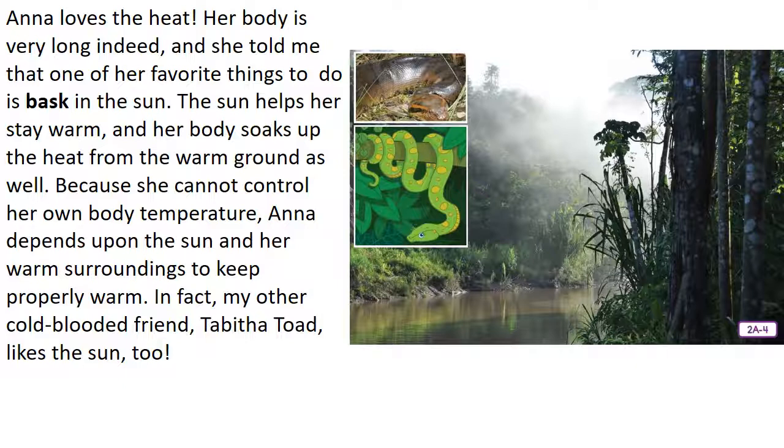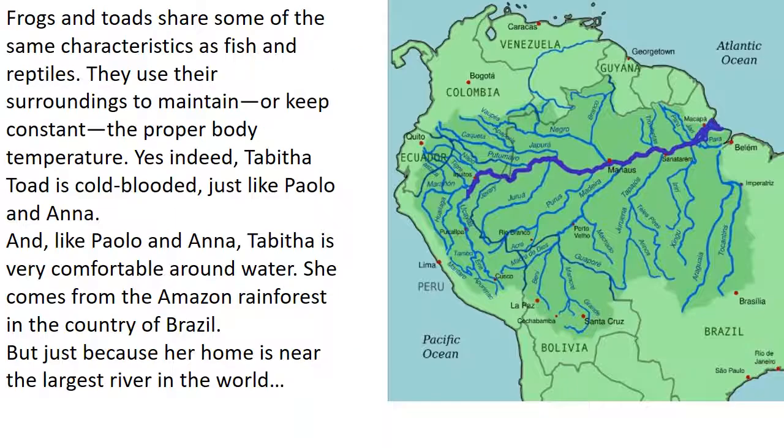Another favorite thing to do is bask in the sun. The sun helps her to stay warm, and her body soaks up the heat from the warm ground as well. Because she cannot control her own body temperature, Anna depends upon the sun and her warm surroundings to keep properly warm. In fact, my other cold-blooded friend, Tabitha Toad, likes the sun too.